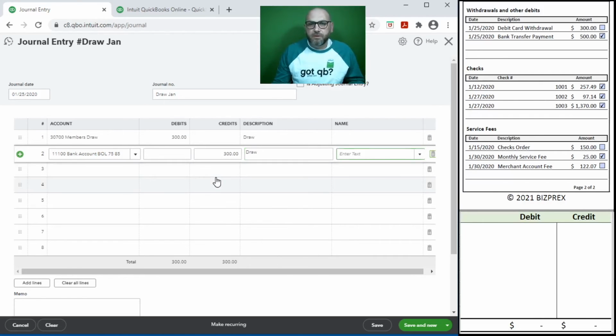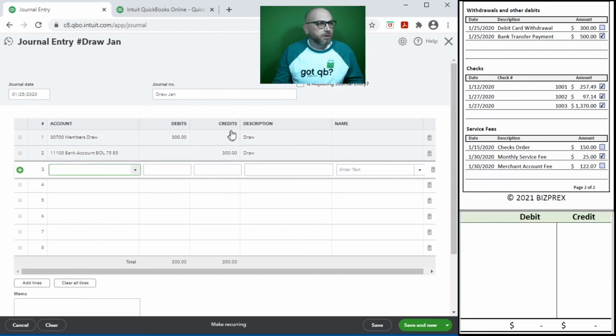Okie doke. So here we are. Our debits and credits are depicted right here. That's the cool part about it. But let's make sure we understand the equity is reduced, and we'll see it at the end of the year when we close out the member draw into the equity account. So that's why it's kind of counterintuitive, but trust me, because this is an equity account, it's reduced when it's debited.